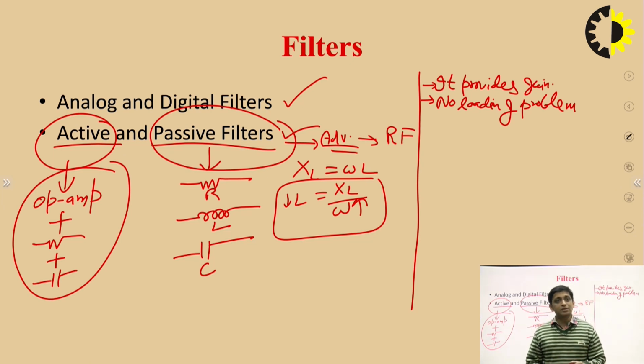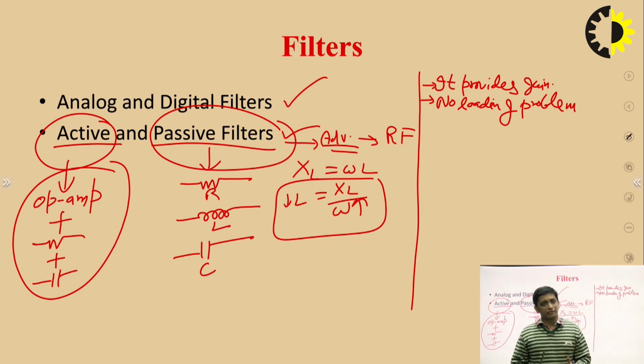If that op-amp has limited bandwidth and limited slew rate, it means that when we design any filter with the help of that op-amp, that filter will have limited bandwidth and limited slew rate. So the gain bandwidth product, also called unity gain frequency, and the slew rate of the active filters are limited by the op-amp. That is one limitation of active filters.